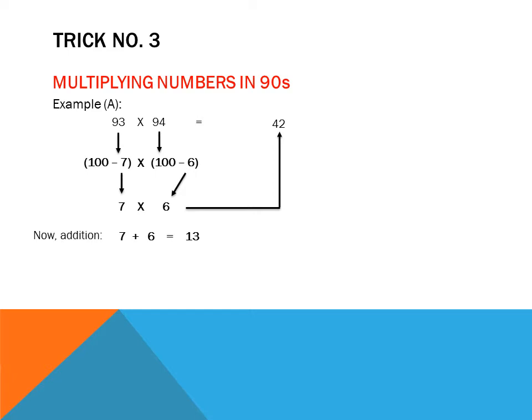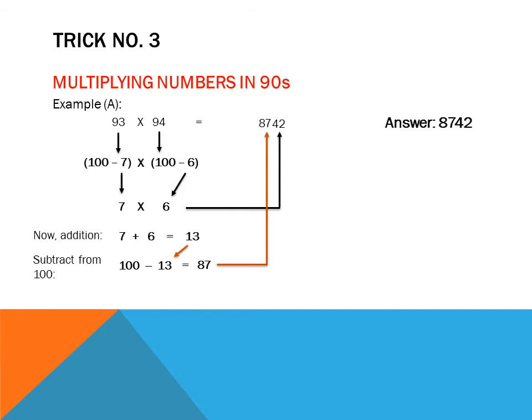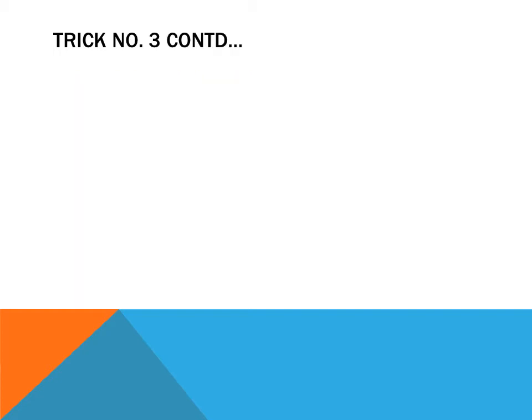The next step is to subtract this number from 100. So 100 minus 13 comes out to 87. This completes our answer. 87, so the answer is now 8742. Okay, let's take another example to understand the same trick.